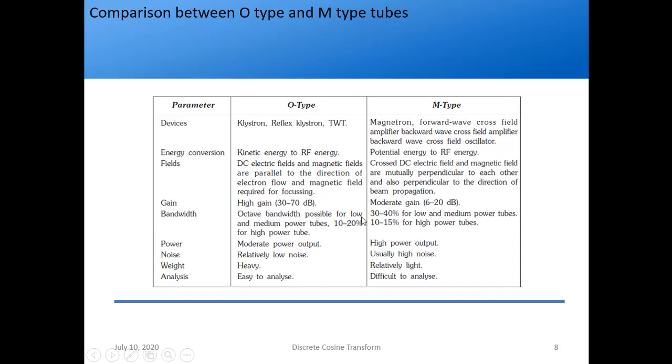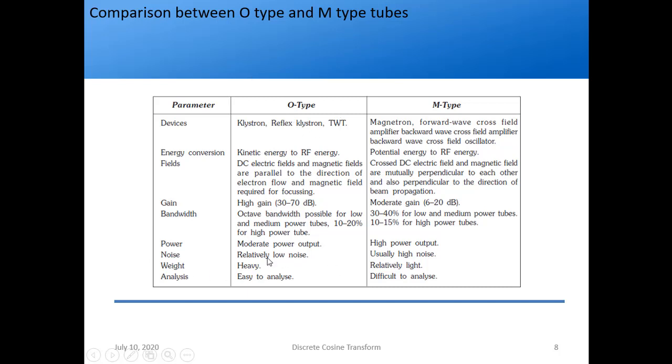Again, octave bandwidth is possible for low and medium power tubes, and 30 to 40% bandwidth for low and medium power tubes in M type. But for high power tubes, 10 to 15% bandwidth is possible. Then power is moderate here and high here. The noise exhibited by O-type tubes is low, and here it is high.